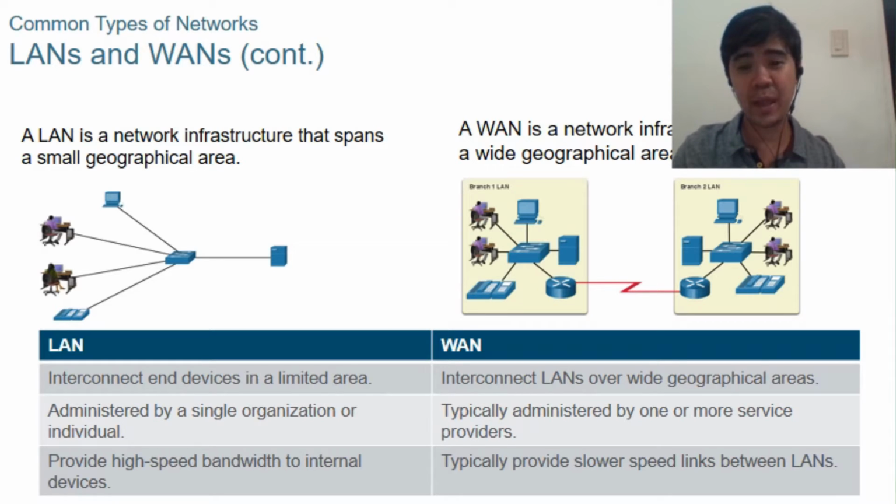A wide area network, on the other hand, for you to connect one branch to another branch, most of the time you need to avail the services provided by a telco. Telcos have laid cables within cities, so you need to avail their services for you to connect these branches. That's the most usual setup you may have in a wide area network.